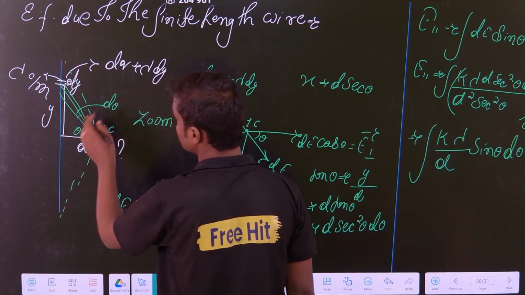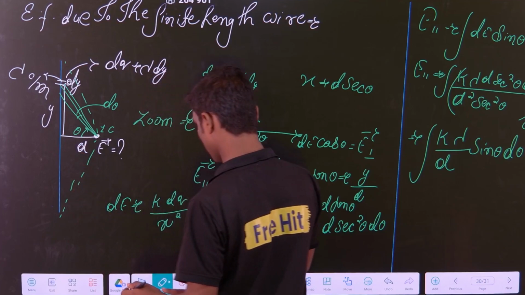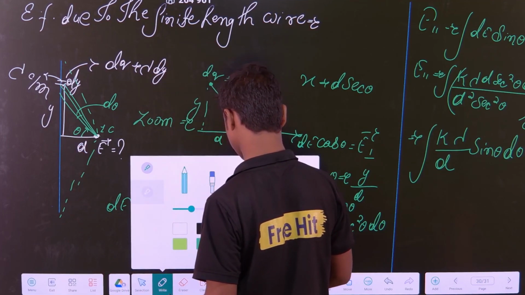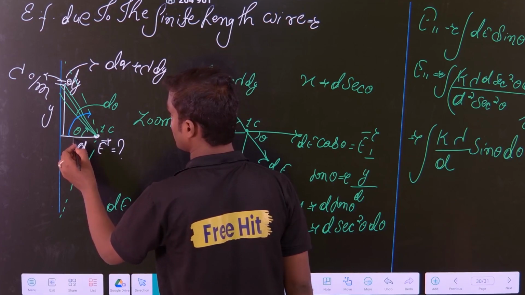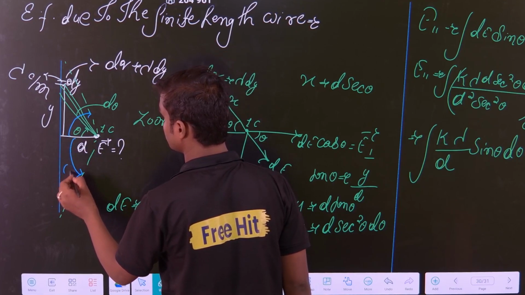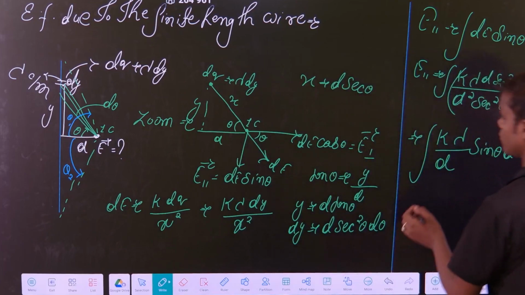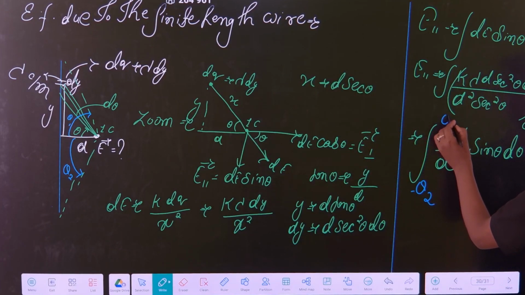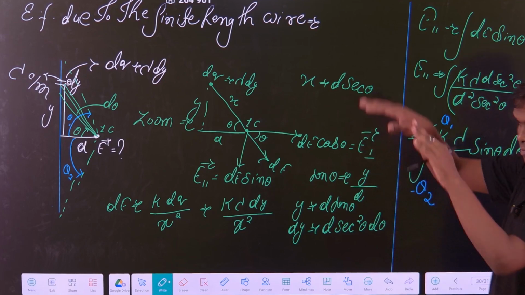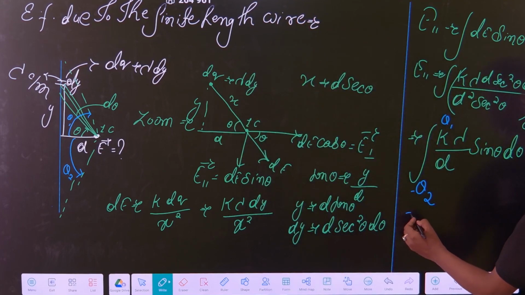So from theta 1 in this direction, basically we will go from this angle, and in this direction this angle. So this is my theta 2 and this is my theta 1. So I can say my limit will be from minus theta 2 to plus theta 1, because it is in the opposite direction, no? So minus theta 2. Now you integrate this, so what you will get?